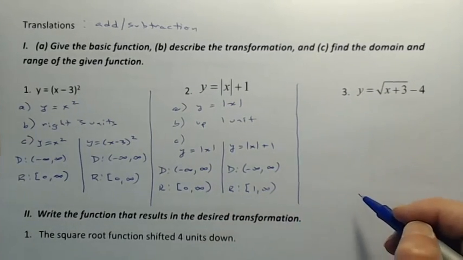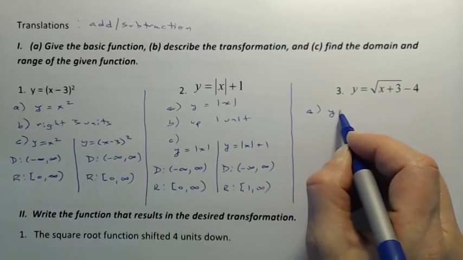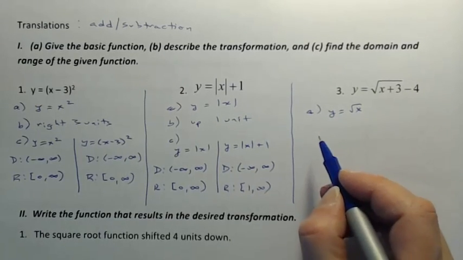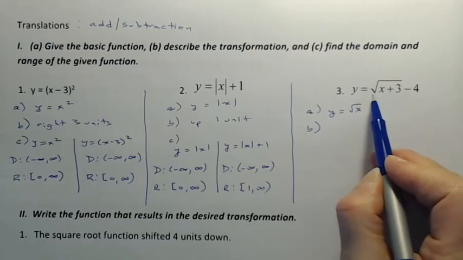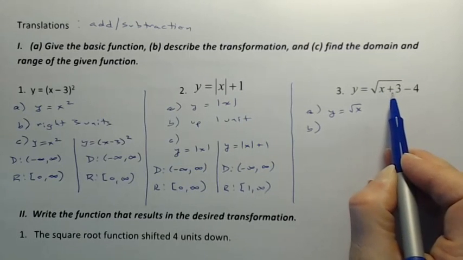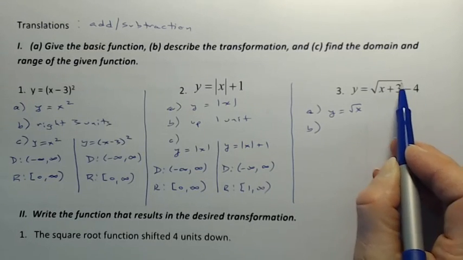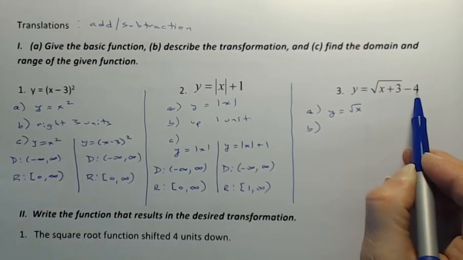And then the third one here, we're starting with the square root function as our basic function. We have one addition and one subtraction, so we'll have a couple of shifts here. Again, anything that happens before you square root is happening to the x. So that's a horizontal shift, left or right. The minus 4 comes after the square rooting, so this will affect the y's, the outputs. So this will be up or down.